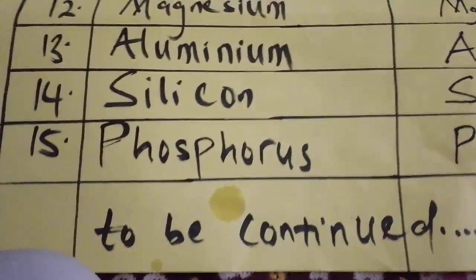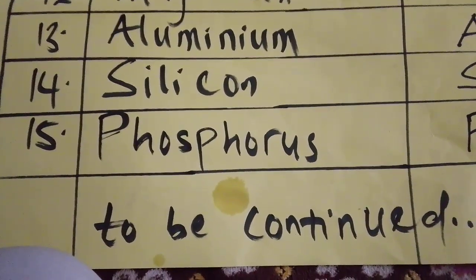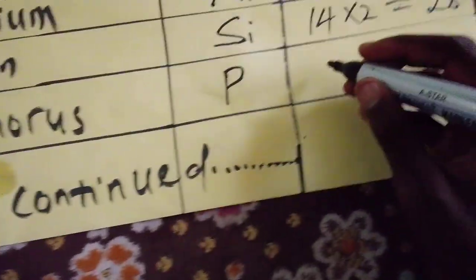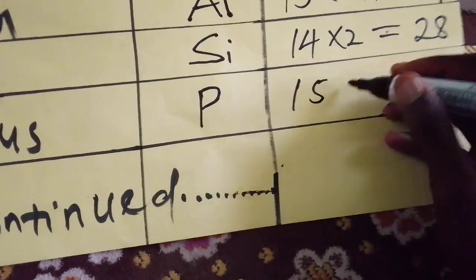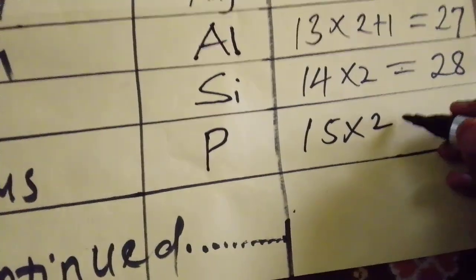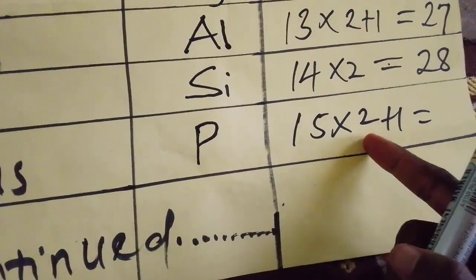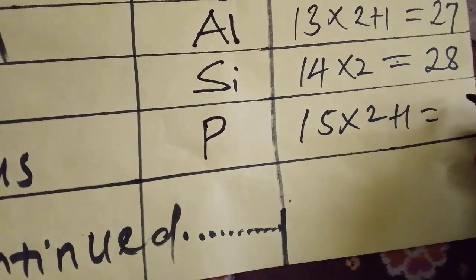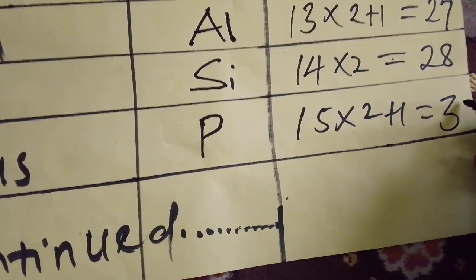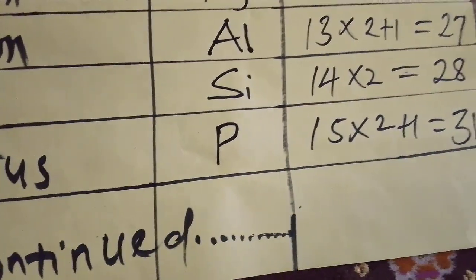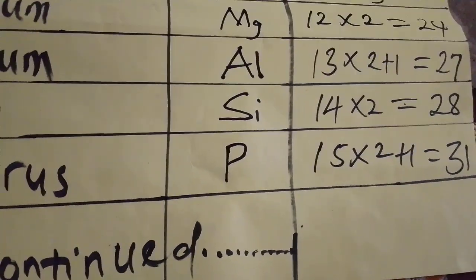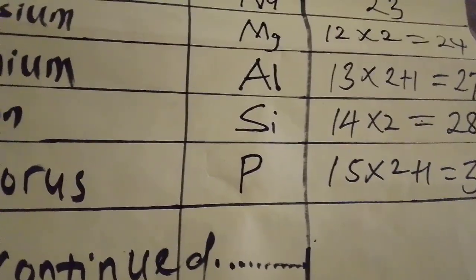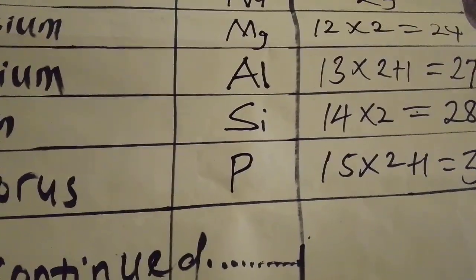So phosphorus has atomic number of 15, and 15 is an odd number, so we just say 15 times 2 plus 1. 15 times 2 is 30, plus 1, 31. So the mass number of phosphorus is 31. This is the easiest way, because without this trick, maybe sometimes you can forget all these numbers.